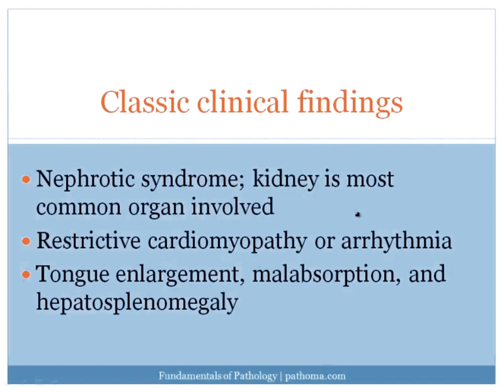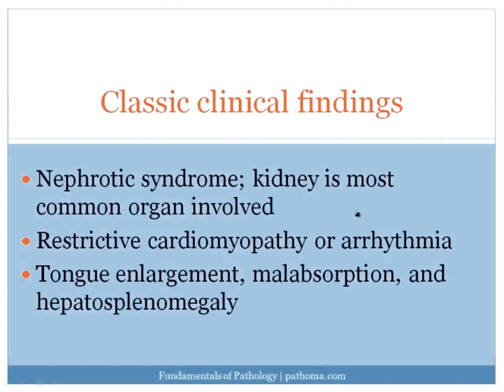First, the kidney is the most commonly involved organ, high yield. The kidney is the most commonly involved organ, and when it is involved, it usually results in nephrotic syndrome. That's high yield as well. Nephrotic syndrome we will cover in much more detail when we have renal lectures, but basically it's a syndrome in which there is a large loss of protein, classically greater than 3.5 grams over a 24-hour period in the urine.